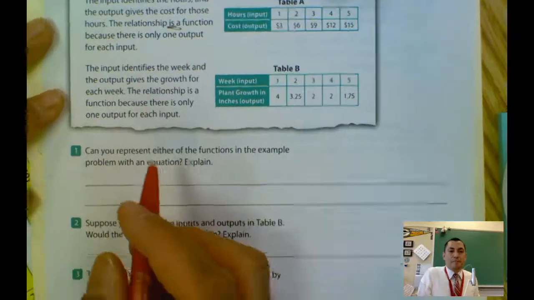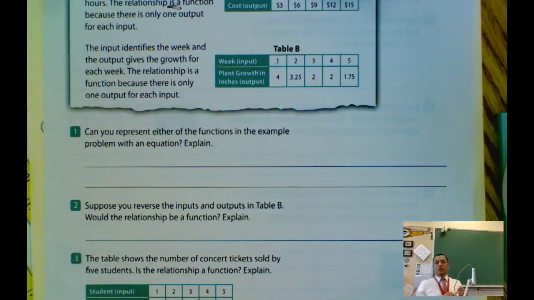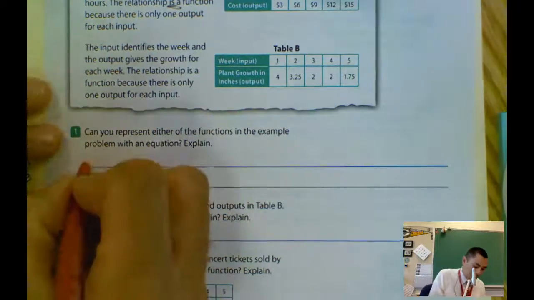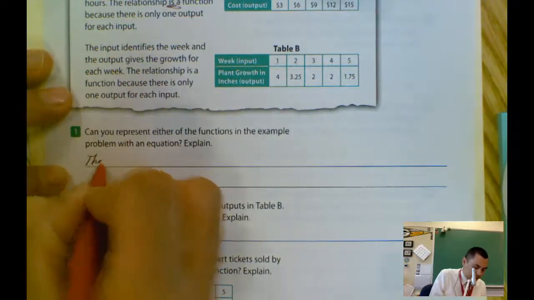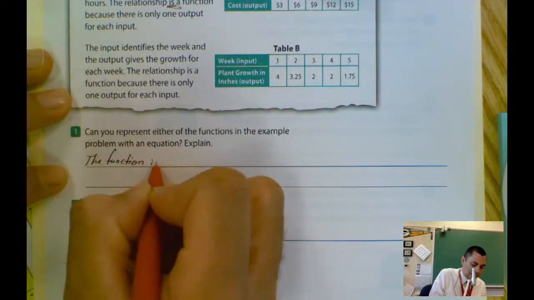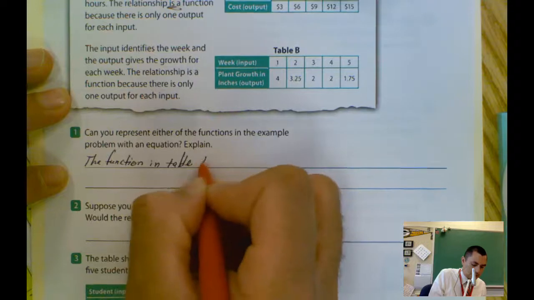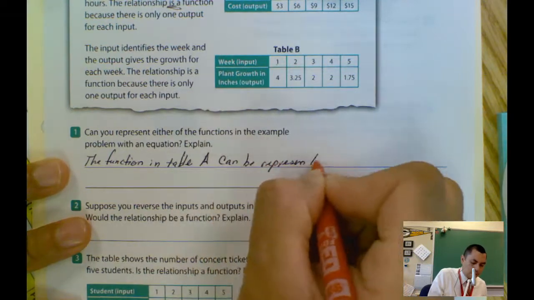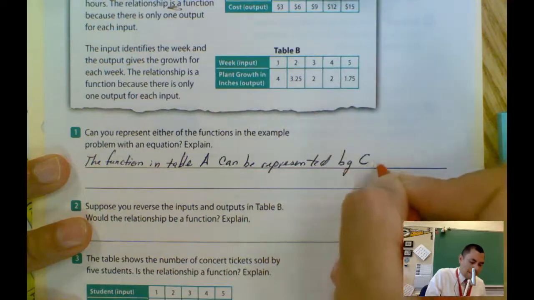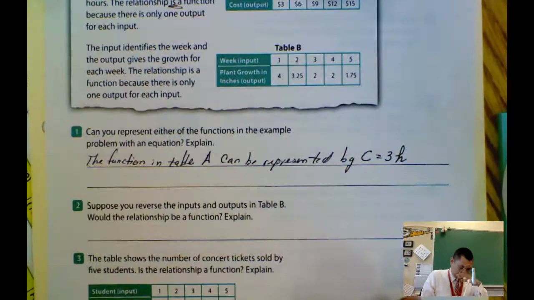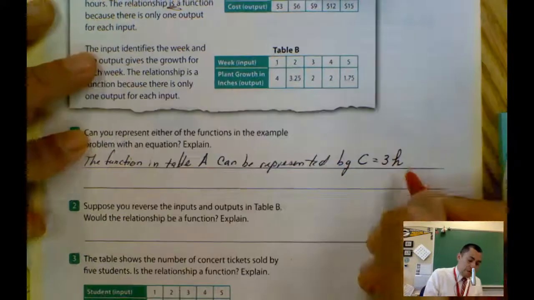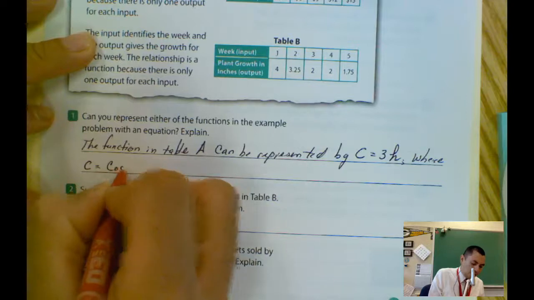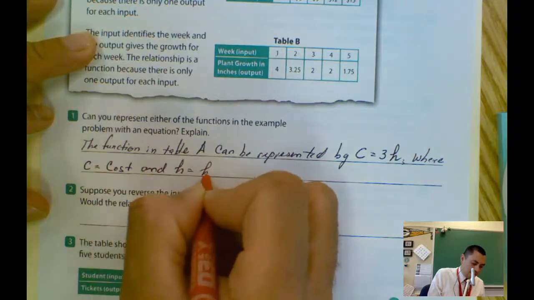Question number 1. Can you represent either of the functions in the example problem with an equation? Explain. So in this case in table A, you can. Let me type this one. The function in table A can be represented by C equals 3H, where in this case C is equal to the cost and H equals hours.